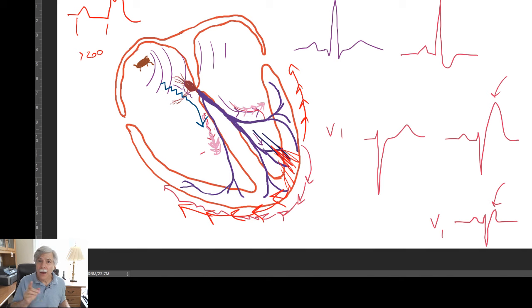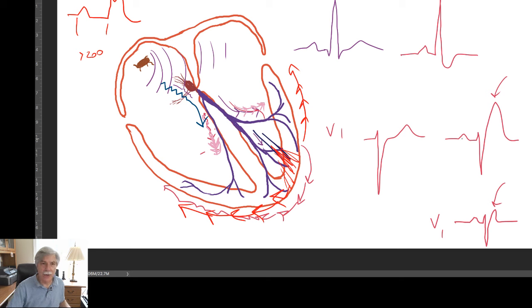The only way to know for sure where the delay is, is by actually doing a His bundle study. That's when we put a catheter into the ventricle: we go up the vein, we put a catheter right near the bundle of His, and then we can measure exactly when the His bundle fires. And why is that important? Because this is what an EP study looks like.